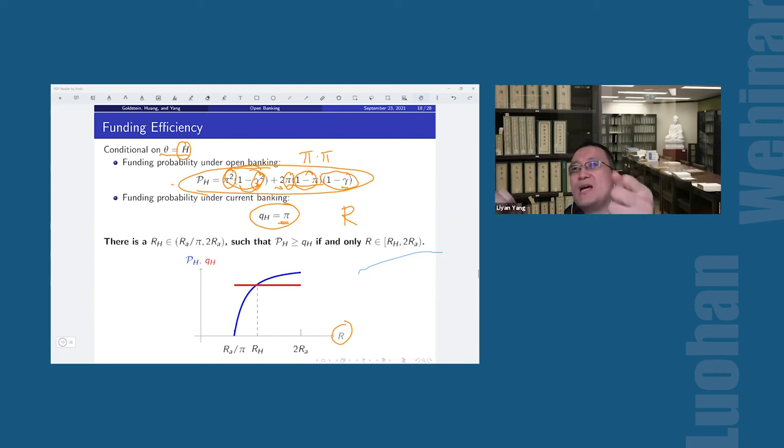So with each bank bidding less aggressively, now you have two banks. Which effect will dominate is the product of these two things, the interaction. We can show that when this R is sufficiently high, so when the NPV is sufficiently high, then the positive effect will dominate. Otherwise, the negative effect will dominate. So that's the result about the funding efficiency.